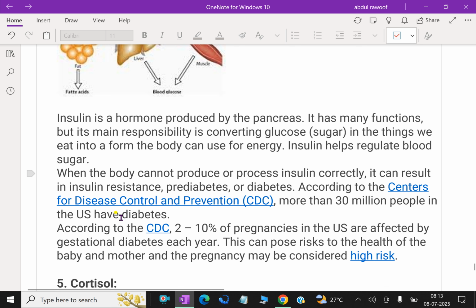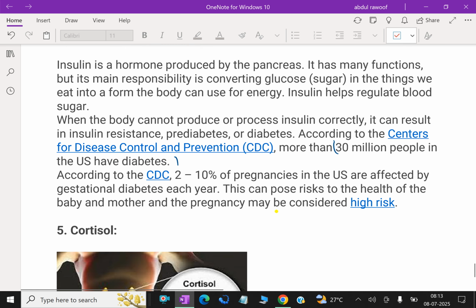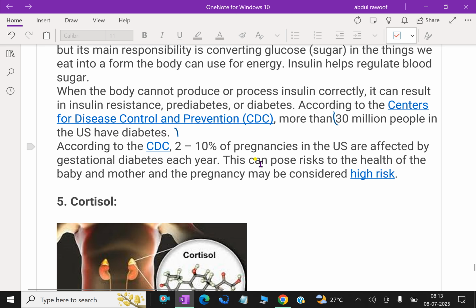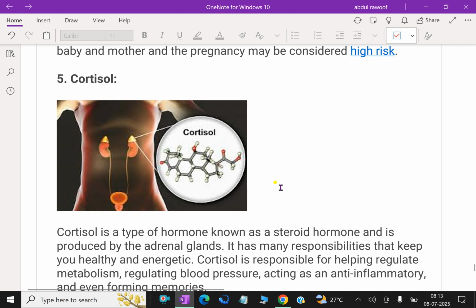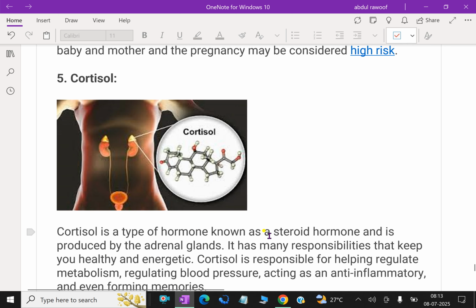According to the Centers for Disease Control and Prevention (CDC), more than 30 million people in the US have diabetes. According to the CDC, 2 to 10% of pregnancies in the US are affected by gestational diabetes each year. This can pose risks to the health of the baby and mother, and the pregnancy may be considered high risk.